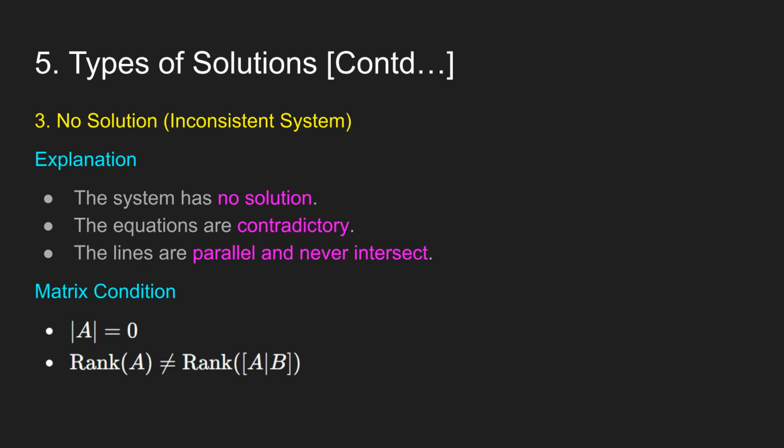The third type of solution is no solution. Actually, an inconsistent system only has no solution. In this, the equations are contradictory, representing parallel lines. In this system, the rank of A is not equal to the rank of the augmented matrix, A bar B.